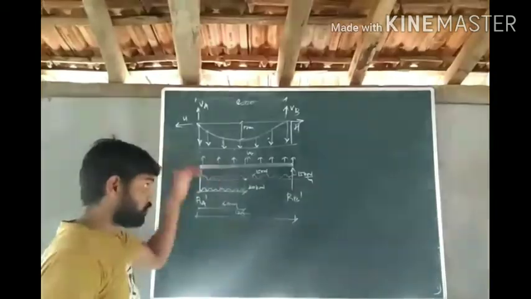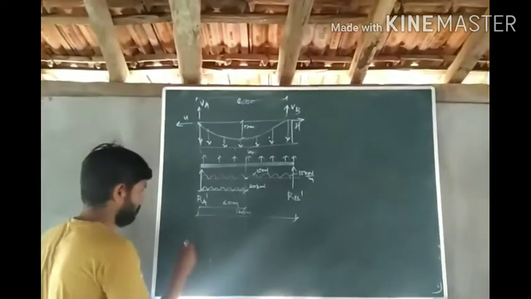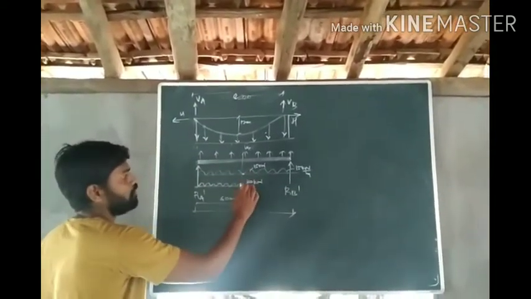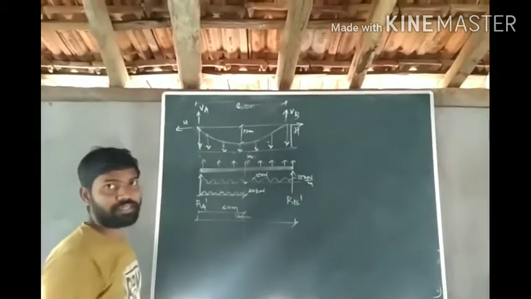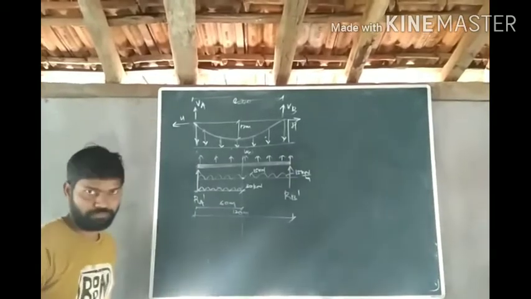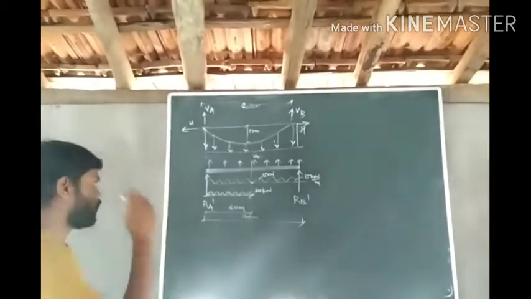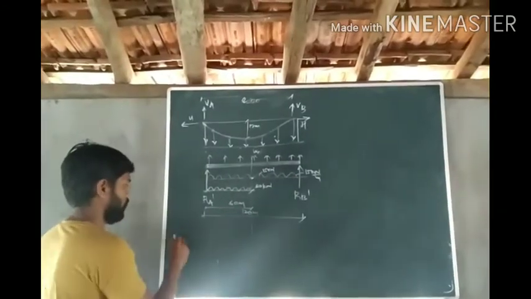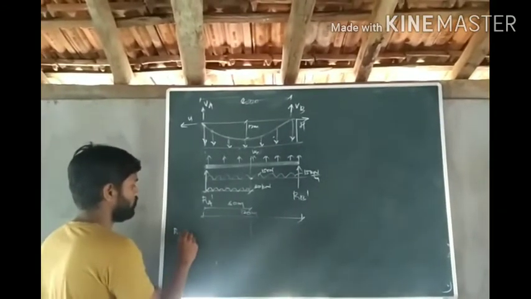Okay, so first we will consider only the given load and will calculate the reaction. पहिला फक्त हा जो दिलेला लोड आहे तोच फक्त कन्सिडर करायचा आणि रिॲक्शन कॅल्क्युलेट करायचं. त्या ठिकाणी ही WE घ्यायचा नाही. Okay, so calculate RA dash and RB dash for this given load.